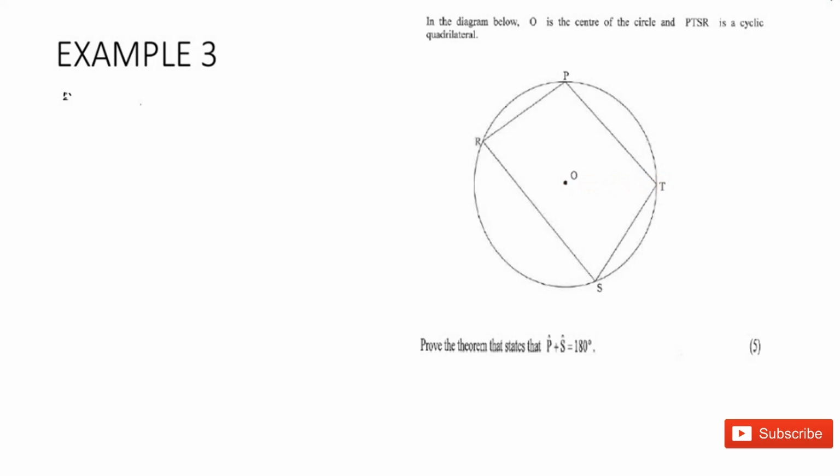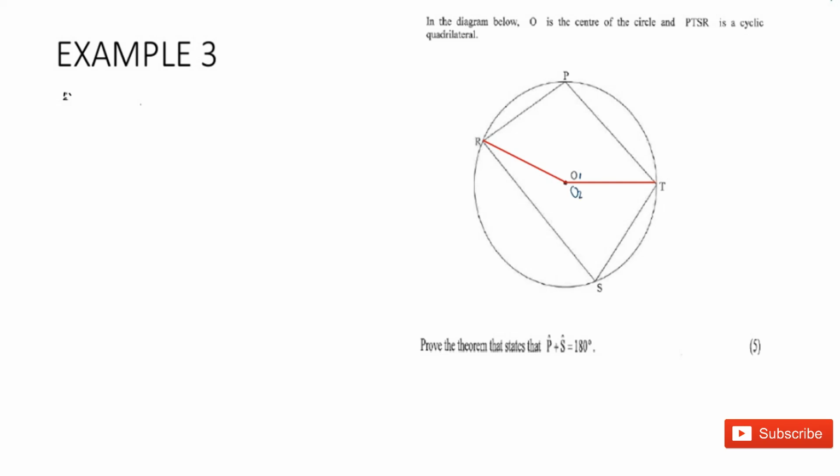The first construction line, we're going to draw from the center to the point R, and the other construction line, we're going to draw from the center to the point T. From these construction lines that I've just drawn, is there something that you can see? We can see that the angle at the center has been split into two. There's now angle O1 and also angle O2.